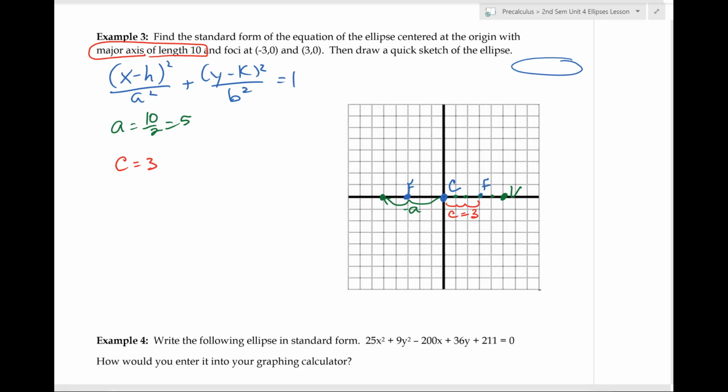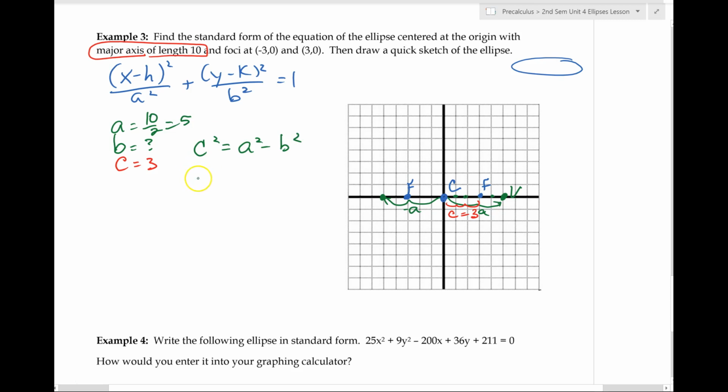Because remember, to get the vertices we go from the center a distance of a away. So I went a in this direction, a that way. So it's going to end up being 5. With me on that? Okay. So a is 5. Now, what's the letter that's missing that we need? We need, obviously, b. So we're going to use our formula c squared equals a squared minus b squared.